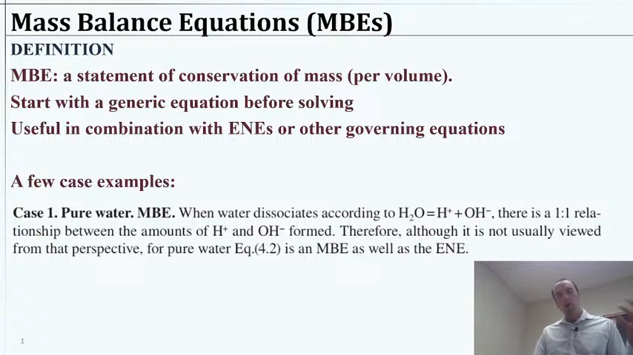Okay, so pure water. When we say let's make a mass balance on pure water, what are we talking about? Well, really, we're going to set up a mass balance on the constituents there, in particular the ionic species. So we could say H2O is going to be dissociating into H+ and OH-. There's a one-to-one relationship there, so we can say essentially that H+ equals OH-, at least when we're neutral, right?